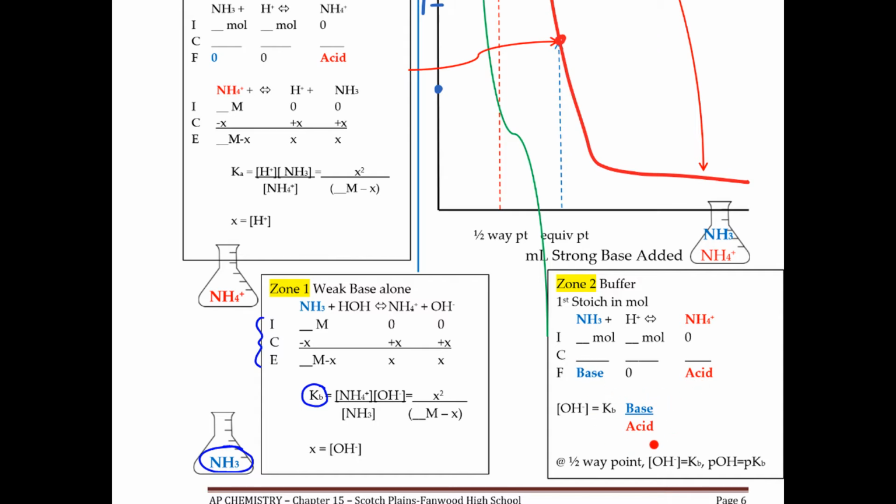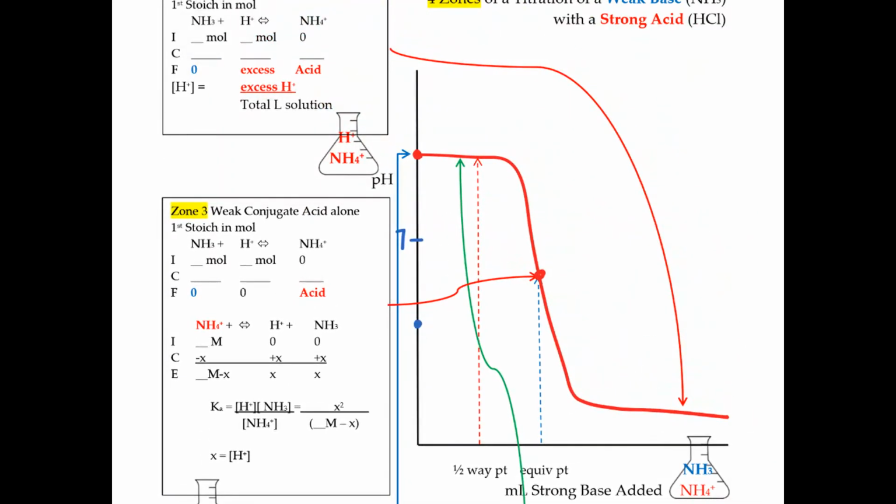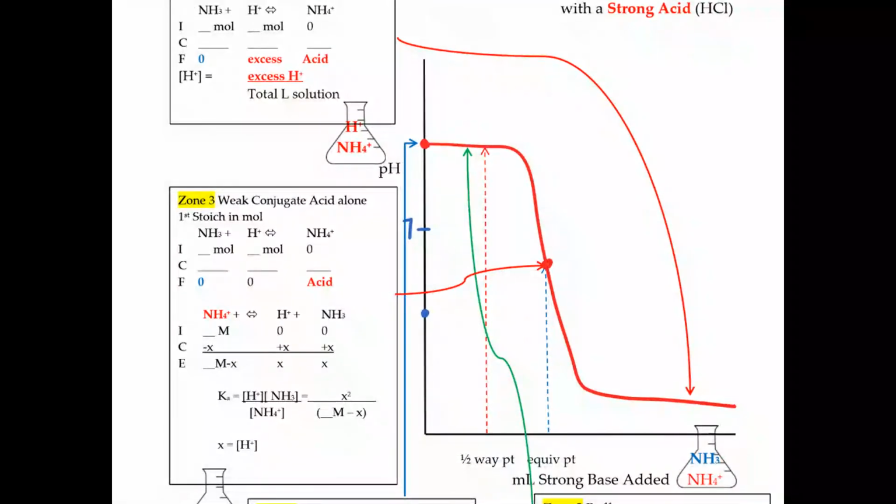So that's a buffer. So any point in the buffer zone you could find the pH, but the special case is the halfway point where you're going to have the OH minus equals the Kb, or the pOH equals the pKb. So once you knew your equivalence point, you could have figured that out in the beginning. Your halfway point is halfway there. So I'm going to write the word buffer zone here just to remind you that this is a buffer. And when you are in the buffer zone, you will be able to use the buffer shortcut. But you don't even need that when you're doing the halfway point.